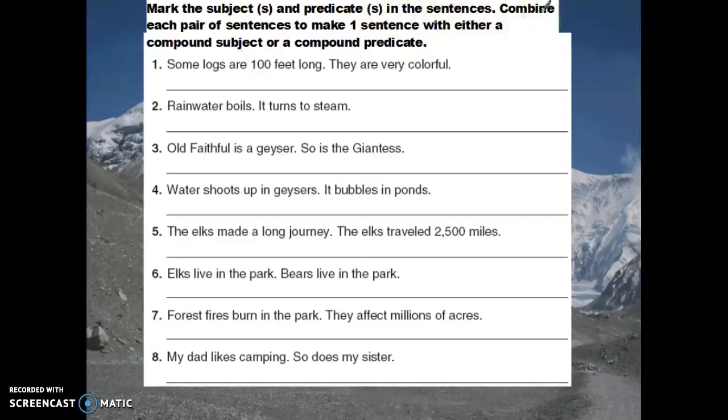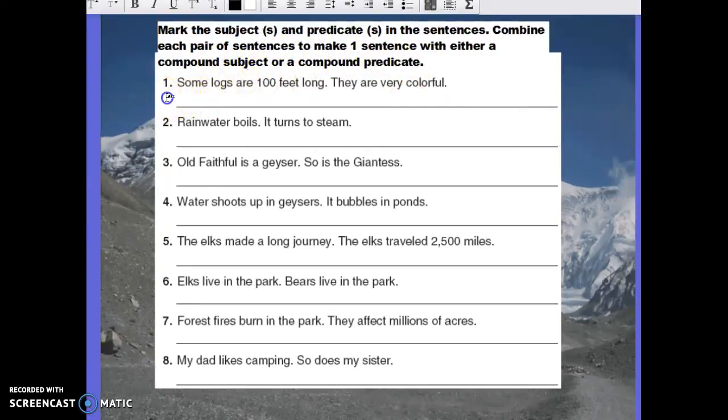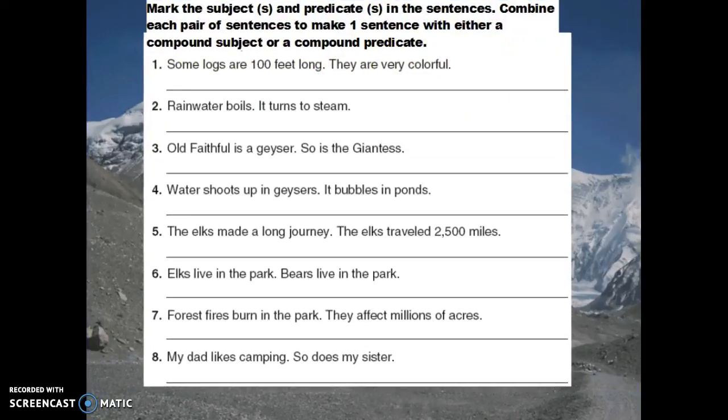Then, I want you to rewrite each sentence by combining each pair of sentences to make one with either a compound subject or a compound predicate. So let's do a couple of examples together. In number 1, it says, some logs are 100 feet long. They are very colorful. So I need to mark all the subjects.